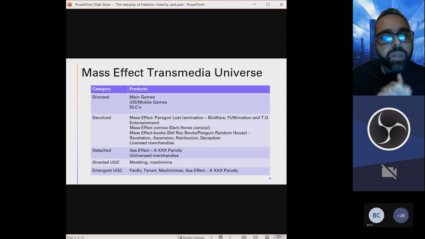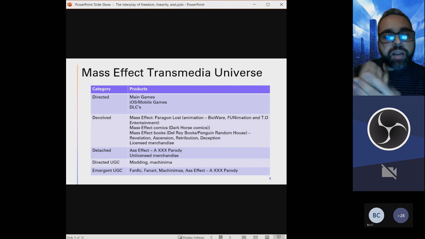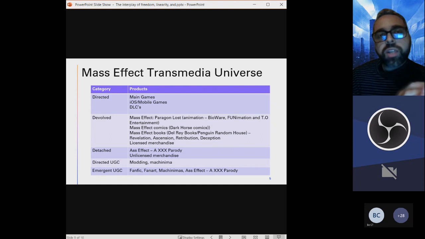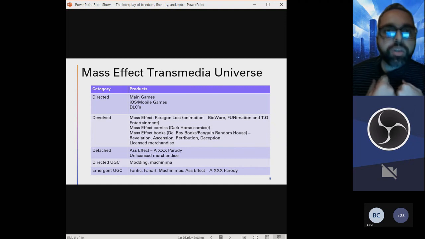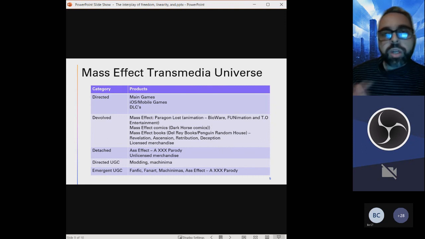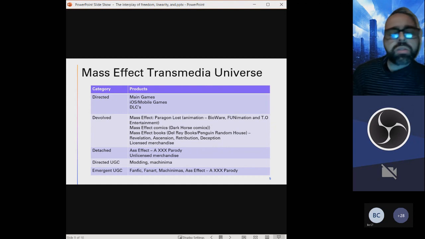And then we have the fan-made creation, everything that's made by fans. We have directed UGC, where good examples are modding and machinima. The difference between directed and emergent here is that directed is going to use material that comes straight from the original source. We see that when people do modding or machinimas, they are working directly with the code, directly with the images originally generated by BioWare. BioWare doesn't really foster the creation of modding, but other companies do, like Bethesda, which has a big modding community and provides modders with the tools to mod games. So there's more of a connection there, but it comes from the original content of the game.